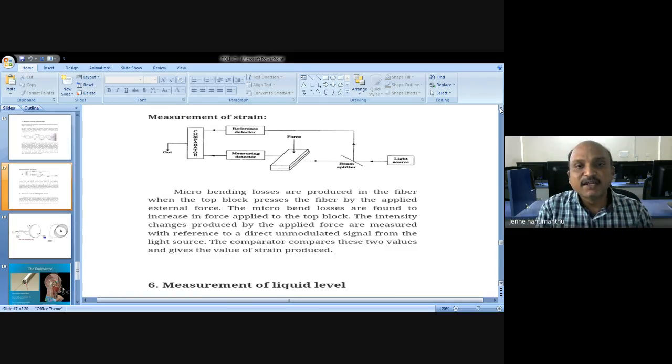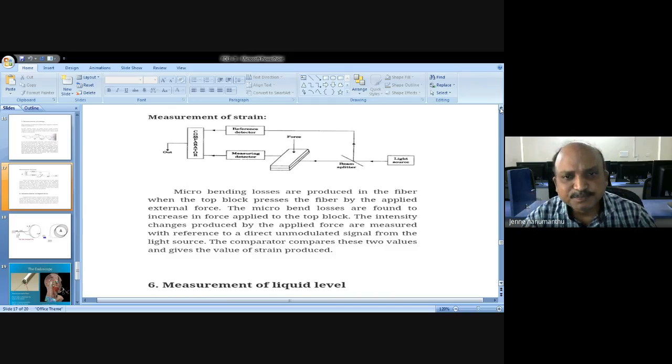Strain can be defined as a local change in the length, which we can represent as del L by L. So very small changes in the length, or force, or pressure, which is force per unit area. These all come under the same category, maybe strain, maybe pressure, maybe force. So if you understand this diagram, it is applicable for the three concepts, right?